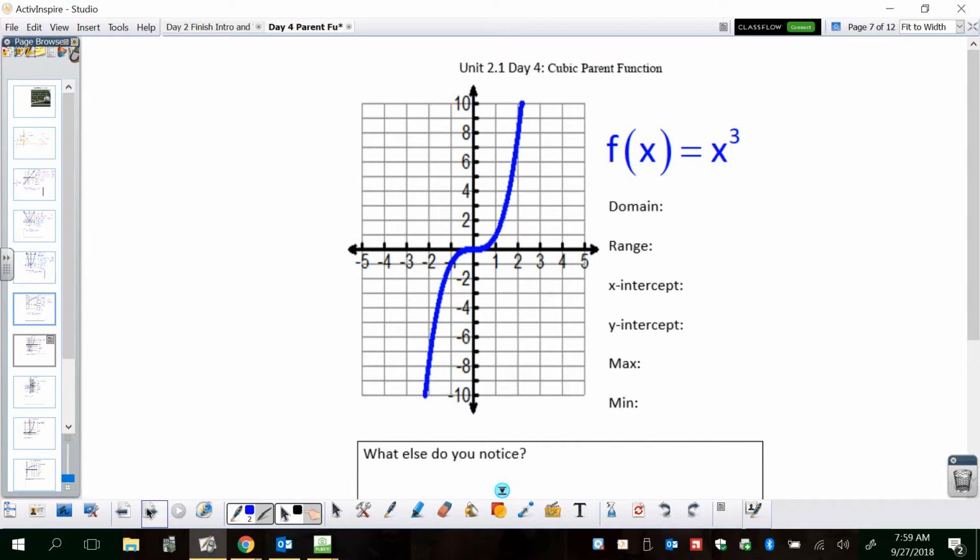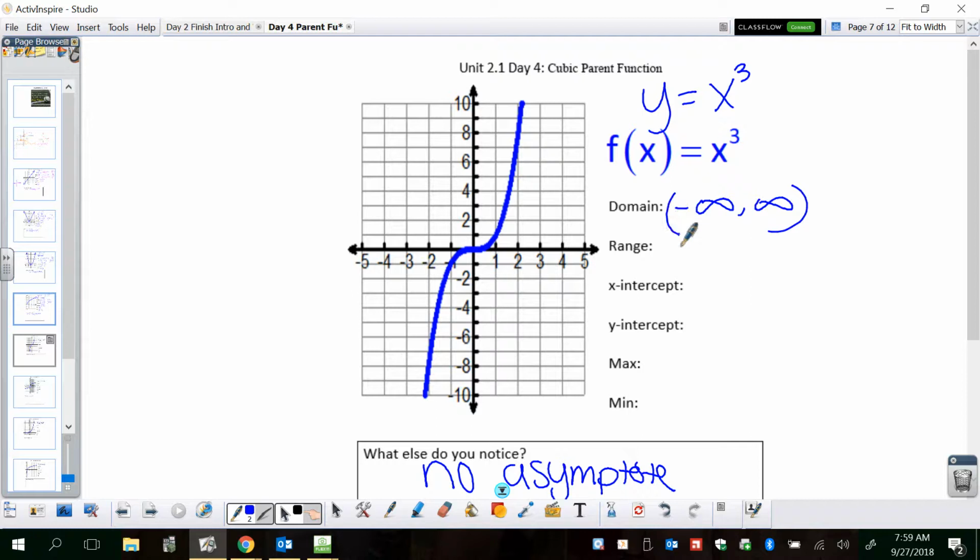Cubic. So we've talked about cubic. So this is the same thing as saying y equals x cubed, or x to the third power, whatever you want to say. Okay, what's my domain? Is this going to get wider forever? Yeah. Okay, there's no asymptote here. Okay, so we know my domain is all real numbers, or negative infinity to infinity. What about my range? Same thing.